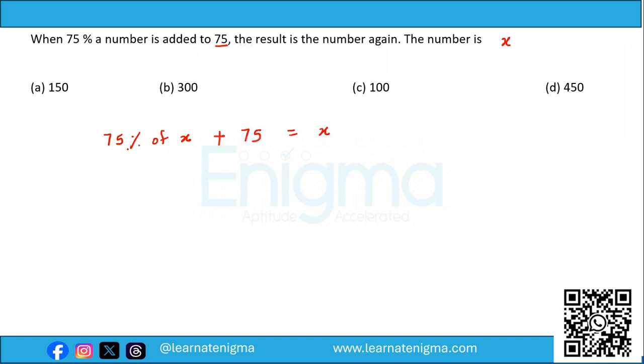So now let's simplify this. 75% of x, that means 75 upon 100 of x, plus 75 is equal to x. So this becomes 3 by 4. If we bring 3x upon 4 to the right hand side, it gets subtracted and hence we get 75 is equal to x upon 4. So therefore, x will be 75 into 4, that is 300.